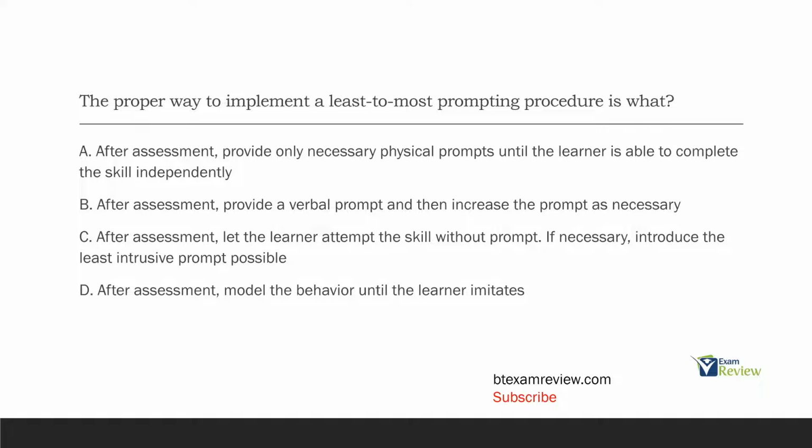And then D, after assessment, model the behavior until the learner imitates. Modeling is up there with a very intrusive prompt. You wouldn't start there with least to most. Again, we want to give the learner the opportunity to demonstrate whether they can do the skill without the prompt, because if they can, then we don't need to use prompting. In least to most, the least level of prompting is no prompting at all. Think about it that way. Start there, slowly increase.